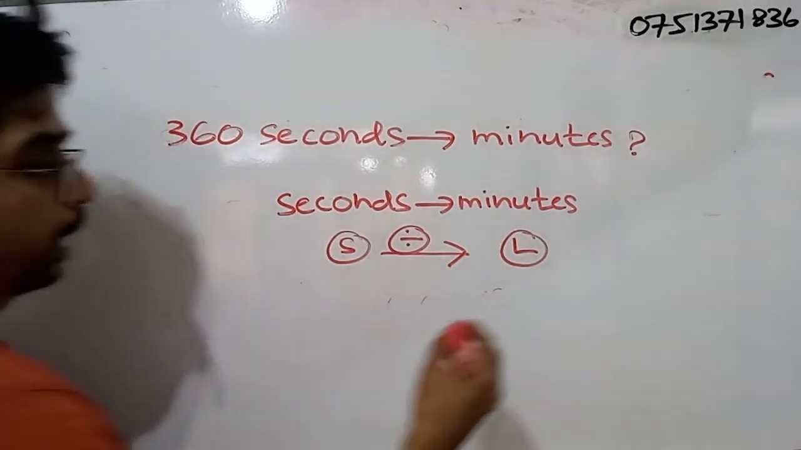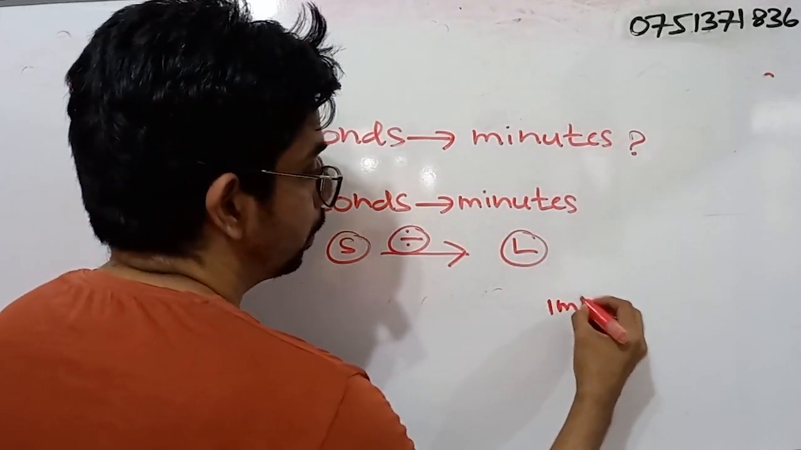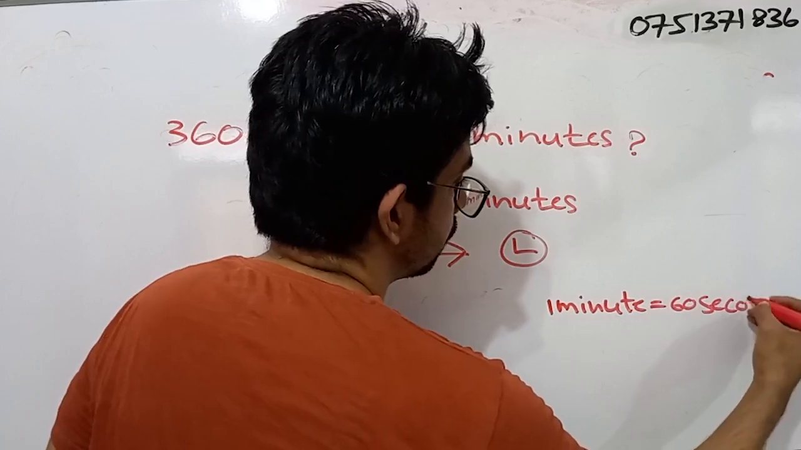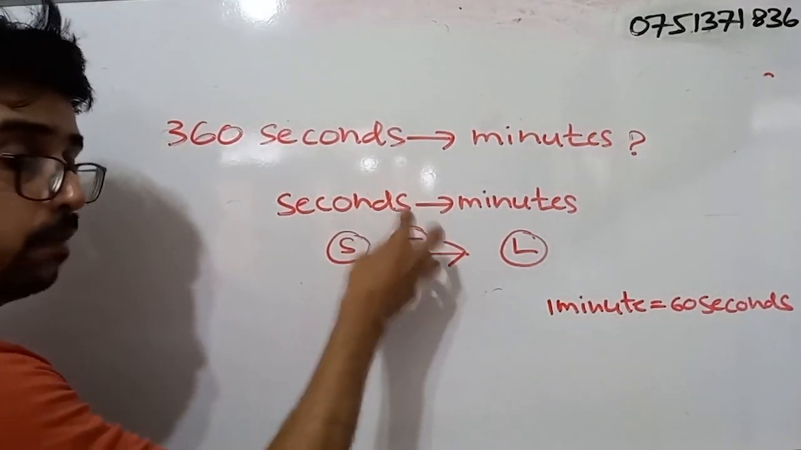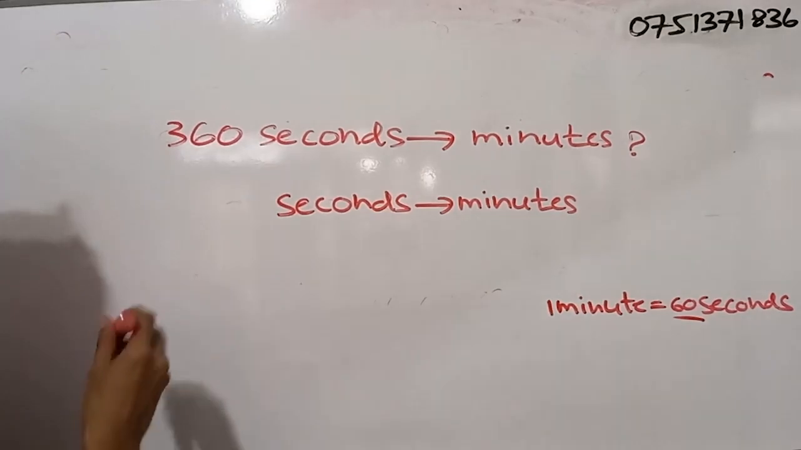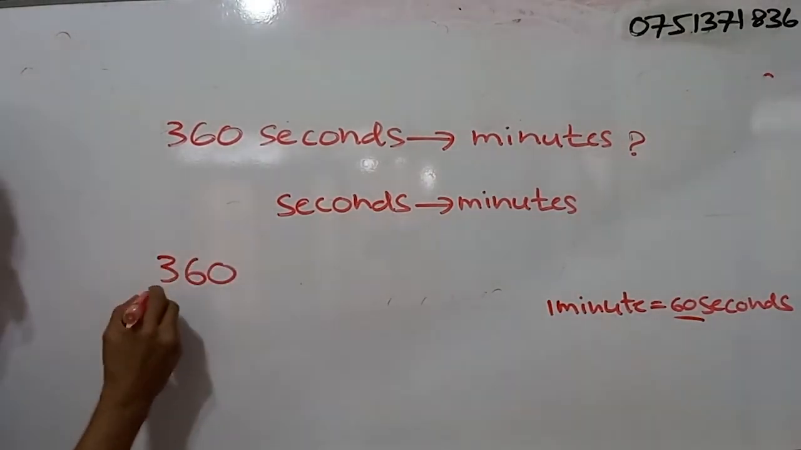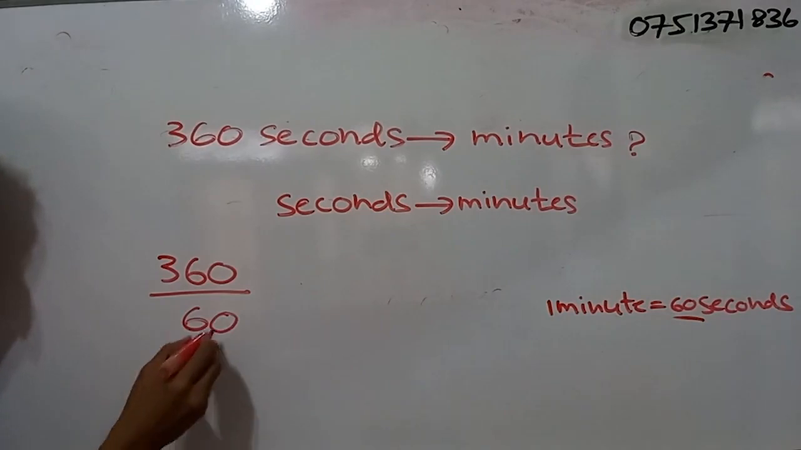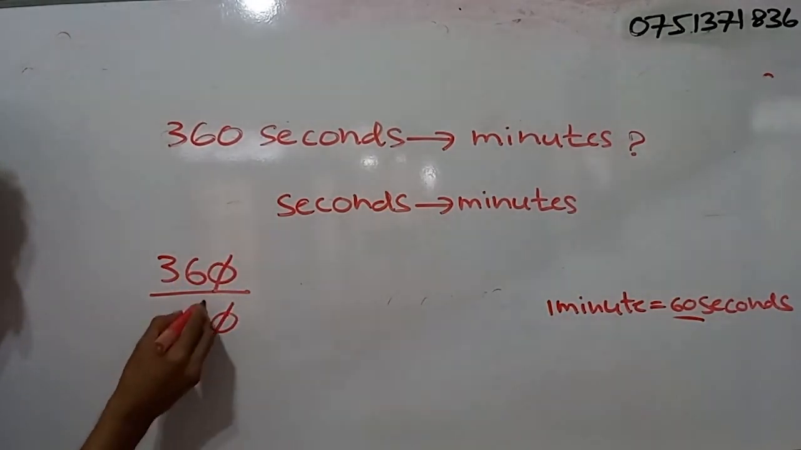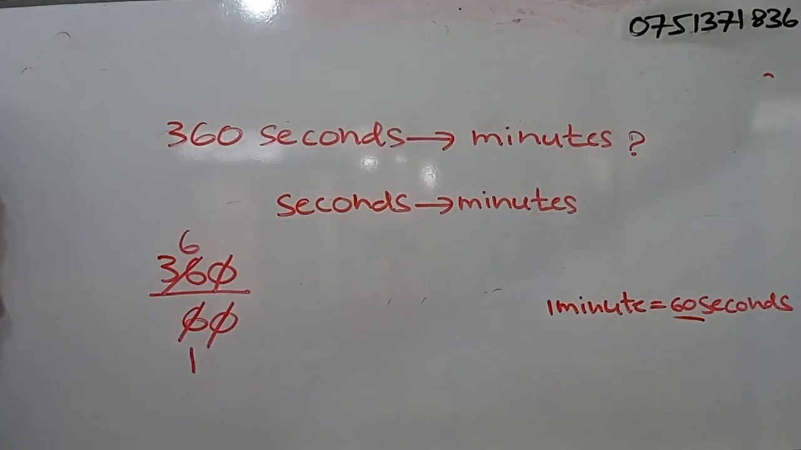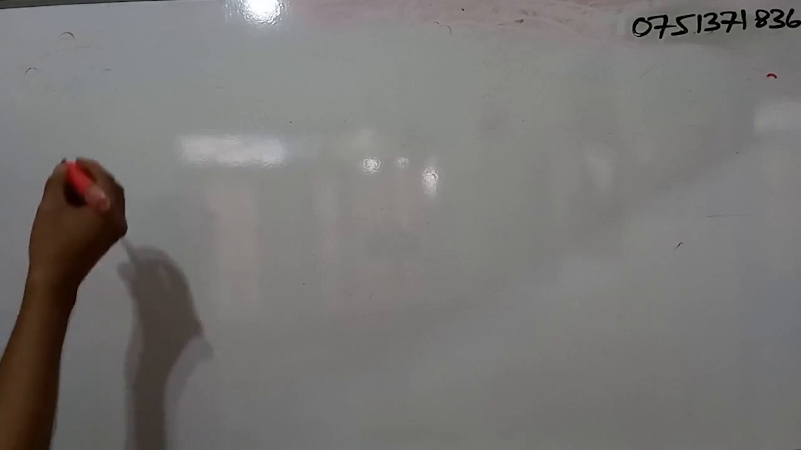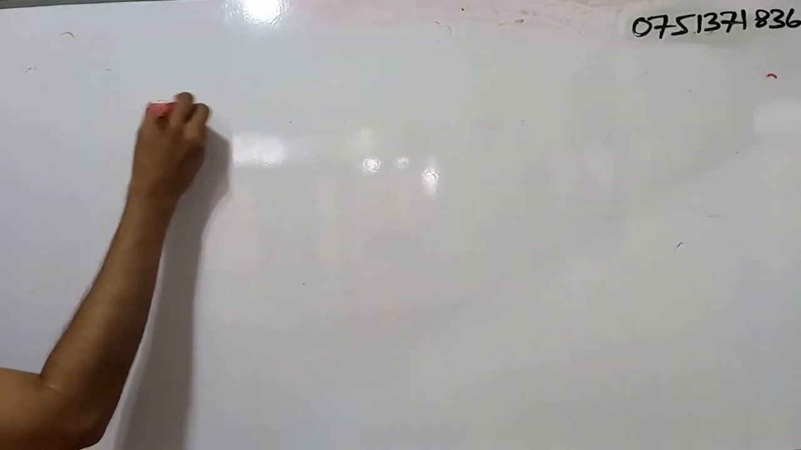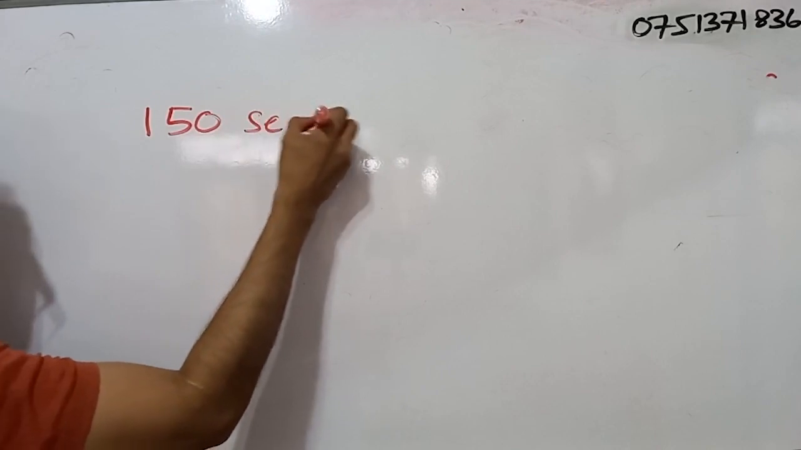So let's write the relationship. We know 1 minute, that is equal to what? 60 seconds. 1 minute, that is equal to 60 seconds. Okay. Now we know what we have to do. We have to divide. Divide by what amount? 60. So we take 360 and divide it by 60. So we can cancel out these two zeros. 6 times 1, 6 times 6. So here we get what? 6 minutes. Right.